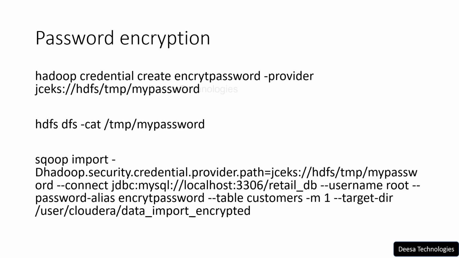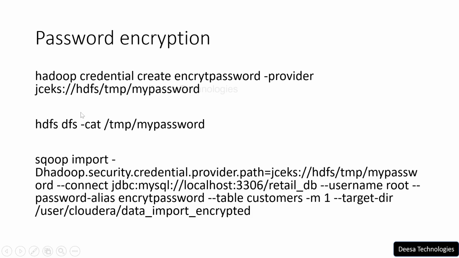So we need to use this JKS to encrypt the password. There are 3 steps here. The first step is to create an encrypted password. We use this command, and then this is the HDFS location where you want to store the password. Once you run it, it will ask you for the password, and you give your password. It will encrypt the password and store it in the location you specify, for example HDFS temp. You can cat this location to see how the password looks. It won't be in a text file, it will be in encrypted format.